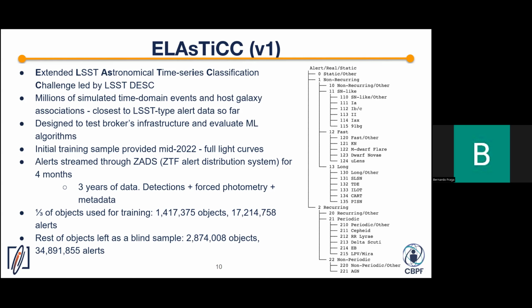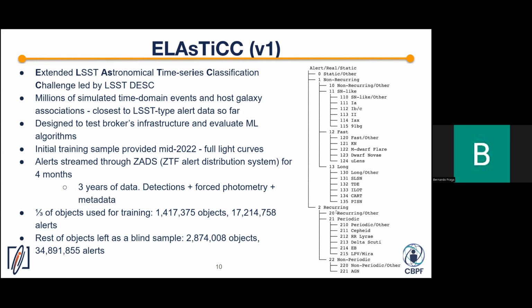So one thing to notice is, first of all, I forgot to say that the taxonomy for ELAsTiCC is here on the right. We can see that individual objects, such as different supernovae types, kilonovae, dwarf novae and different variable stars, are grouped together in what I would call broad classes. These broad classes are the Fast-like class, the Long, the periodic, and non-periodic.